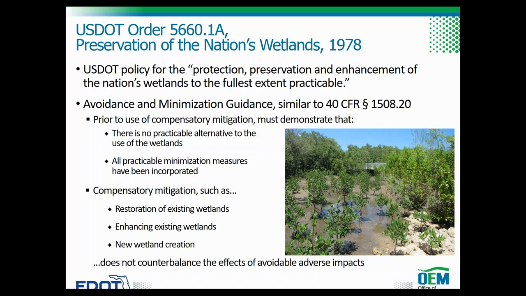The U.S. DOT Order 5660.1a, Preservation of the Nation's Wetlands, provides similar guidance regarding avoidance and minimization strategies prior to the use of compensatory mitigation for unavoidable wetland impacts. This policy requires demonstration that there is no practical alternative to the use of the wetlands and that all practicable measures to minimize harm to the wetlands have been included.